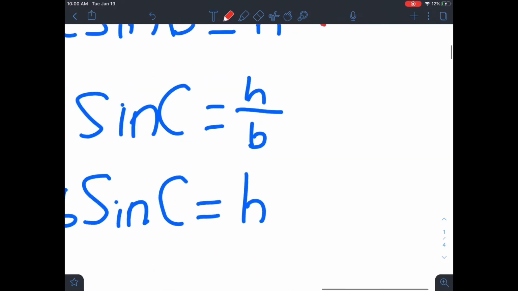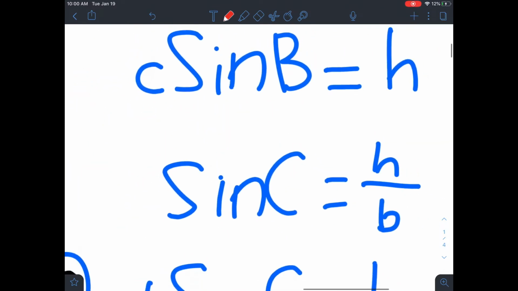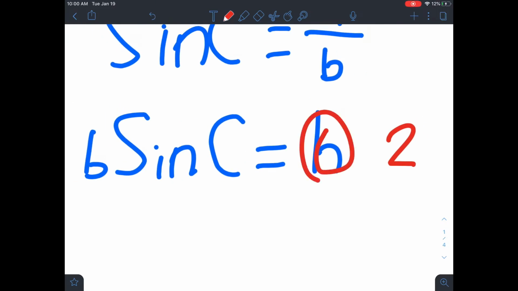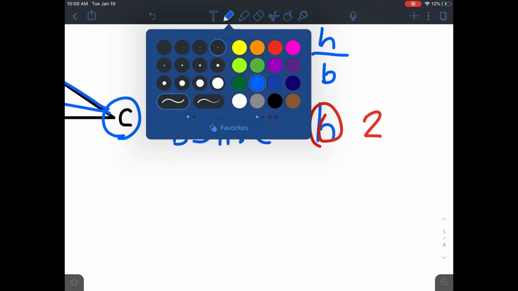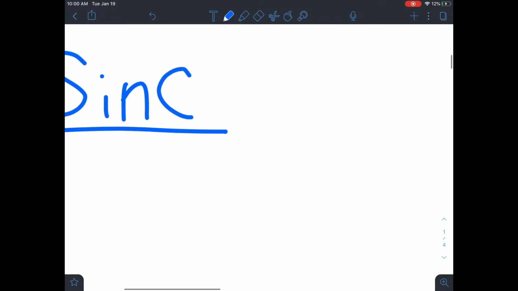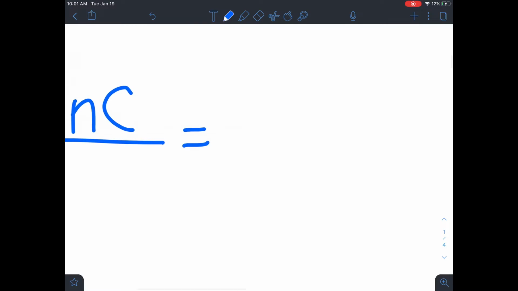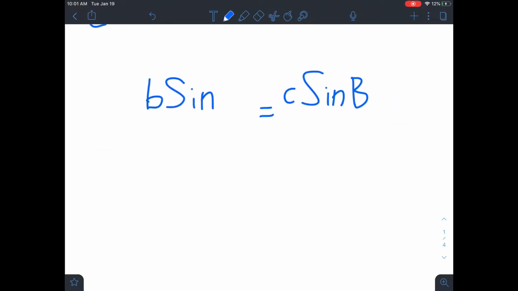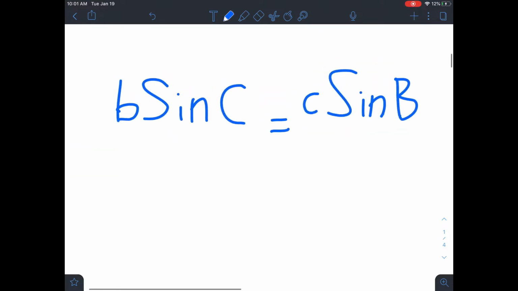Now the last step is factoring this formula into this formula. And as you can see, C sine B equals H. So that means I can factor C sine B into this H right here and take H out of the equation completely. So if I write over here, B sine C over, well, I wouldn't do over just yet, C sine B over C sine B. So B sine C equals C sine B.